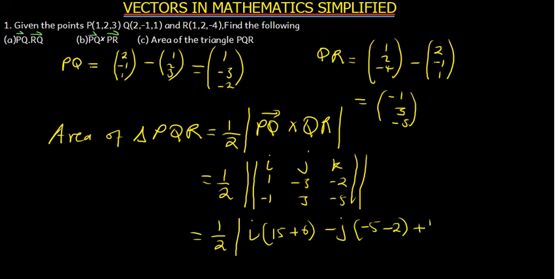And then plus k: 1 times 3, that is 3, minus negative 1 times negative 3, that is a positive 3. And so this is going to give us 1 over 2 times the modulus of 15 plus 6, that is 21i. This is a negative 7 times negative j, that will be positive 7j.